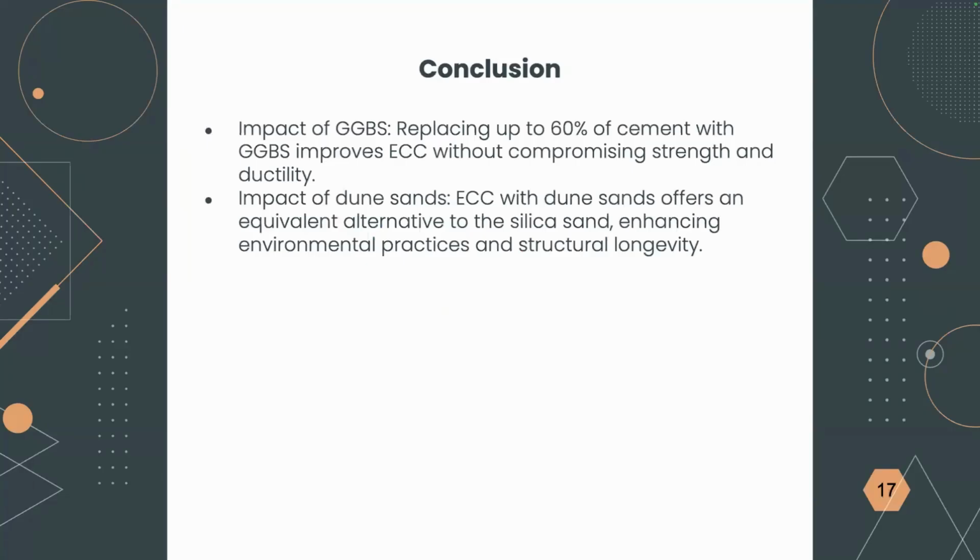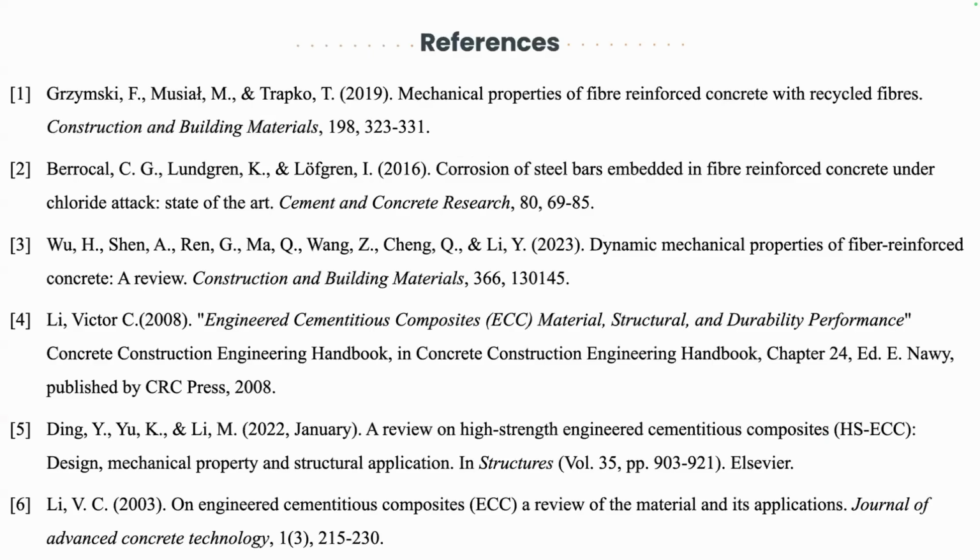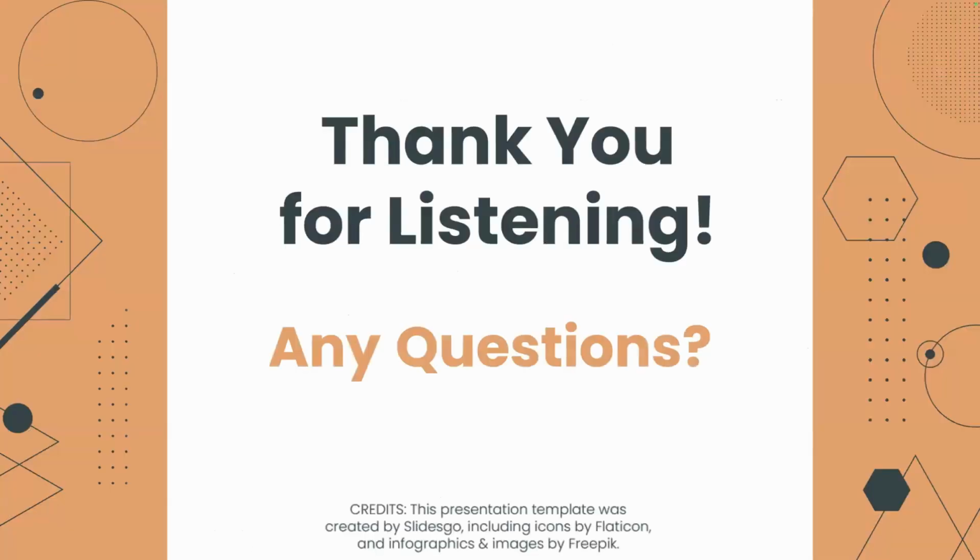Now for the conclusion, what are we getting from this research? We're getting that replacing up to 60% of the cement with GGBS would improve the ECC performance without compromising the compressive strength or the ductility. And then we can see also the impact of dune sand. ECC with dune sand offers an equivalent alternative to the silica sand, and this would enhance the environmental practices and structural longevity. These are some of the references I used in this research, and thank you for listening.